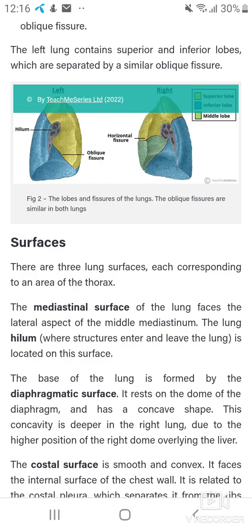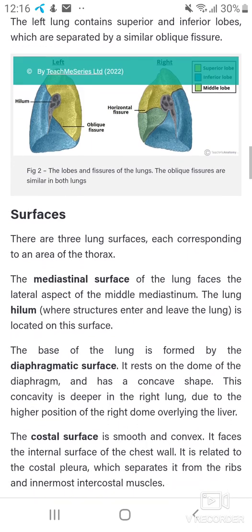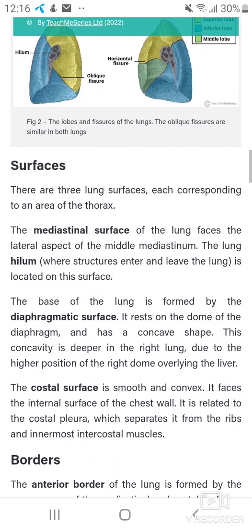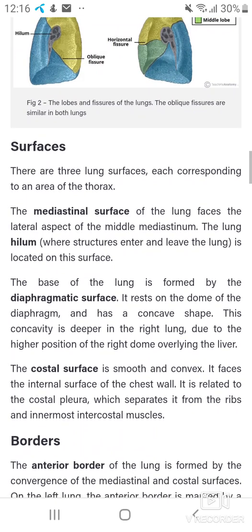The mediastinal surface of the lung faces the lateral aspect of the middle mediastinum. The lung hilum, where structures enter and leave the lung, is located on this surface. The base of the lung is formed by the diaphragmatic surface. It rests on the dome of the diaphragm and has a concave shape. This concavity is deeper in the right lung due to the higher position of the right dome overlying the liver.